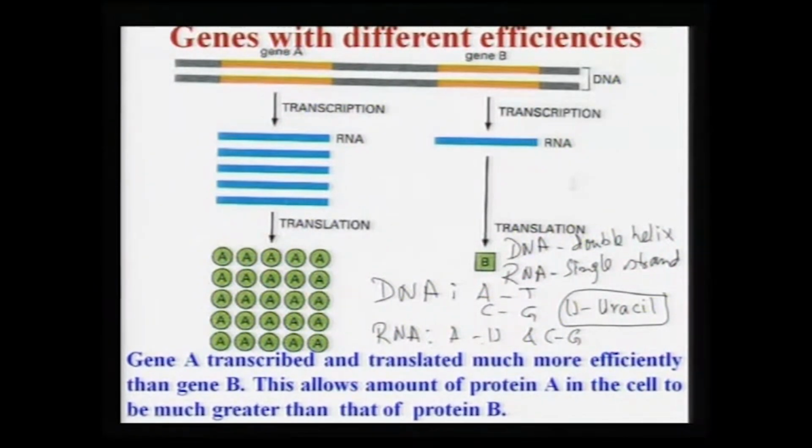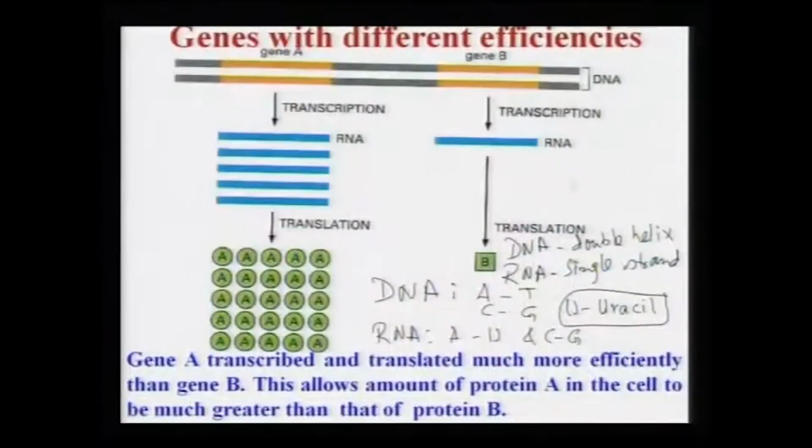Now, coming to genes with different efficiencies, let me explain that although the transcription and translation process takes place on different genes, two different genes, let us say A and B, can have different efficiencies. Efficiencies means one gene can produce a large number of protein molecules, while other genes can produce a very small number of protein molecules. Now, how does it happen?